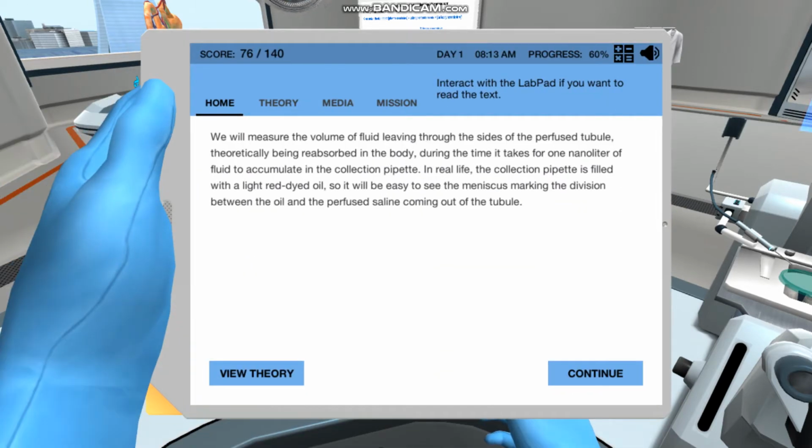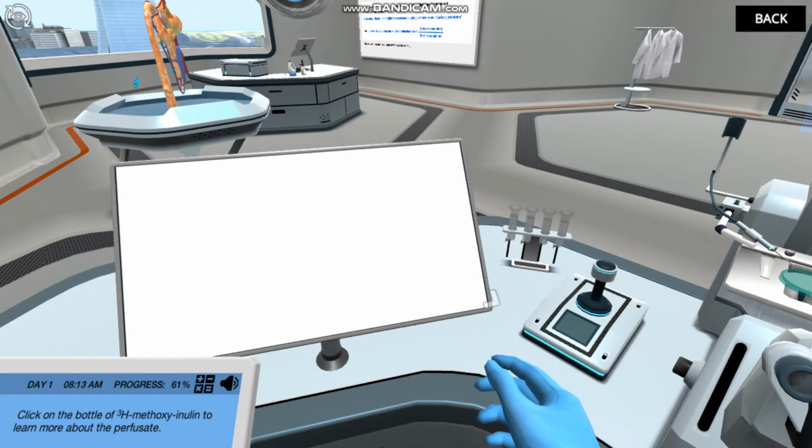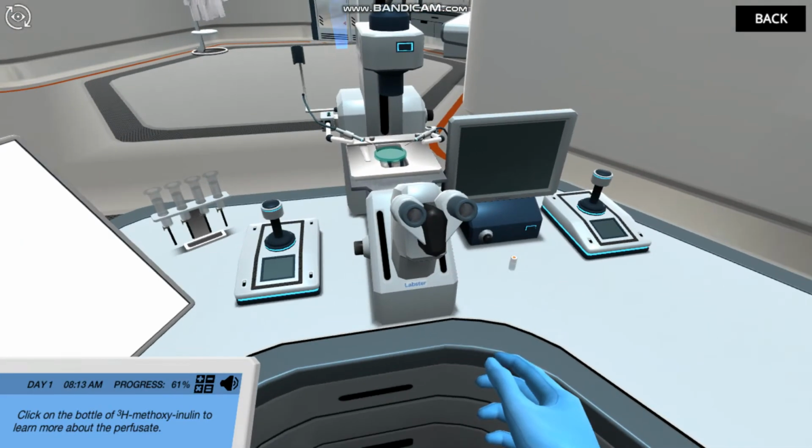In real life, the collection pipette is filled with a light red dyed oil, so it will be easy to see the meniscus marking the division between the oil and the perfused saline coming out of the tubule. Click on the bottle of tritium methoxyinulin to learn more about the perfluorescate.